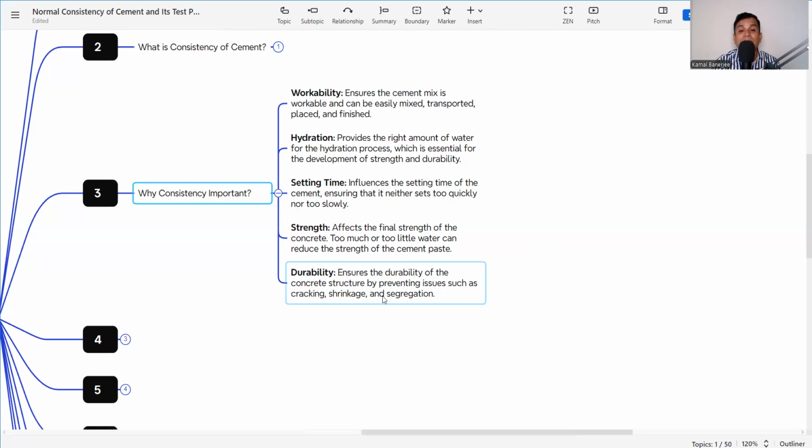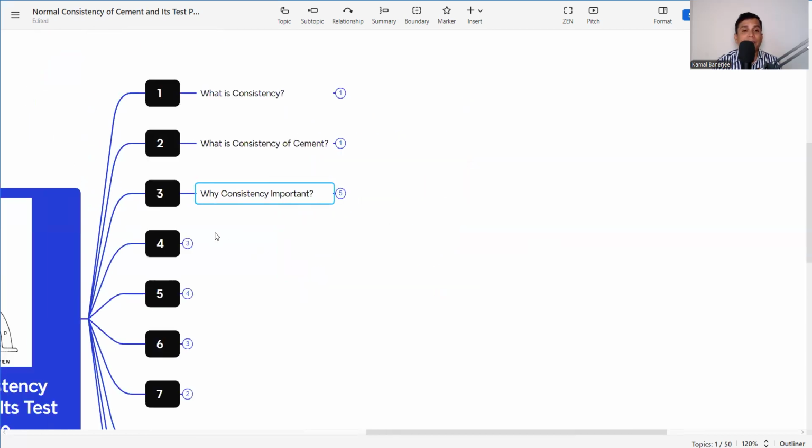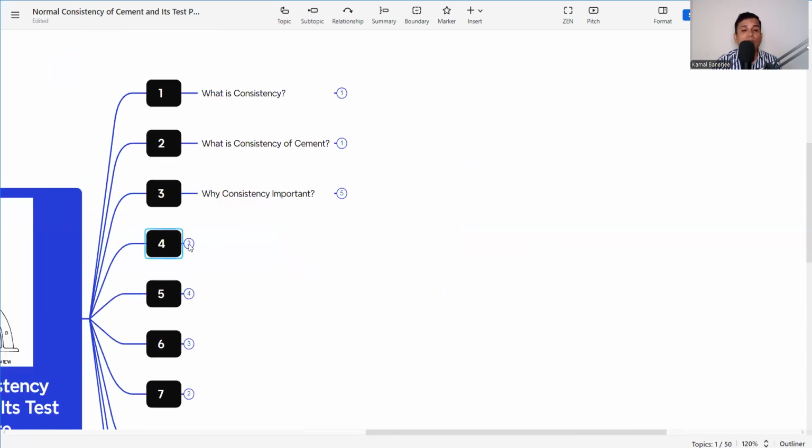Then the durability, ensuring the durability of the concrete structure by preventing issues such as cracking, shrinkage and segregation. So that is why it is also important for the determination of the durability of the concrete. That is why the consistency or the normal consistency of cement is important for workability, hydration, setting time, strength and the durability. The next part is we need to know what is the relevant IS code for that.